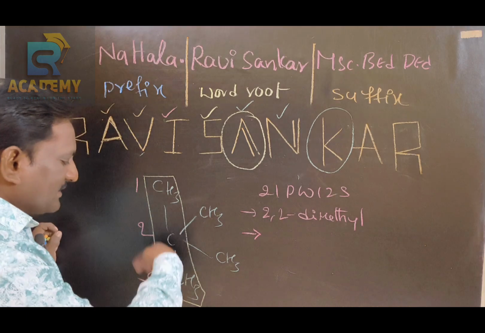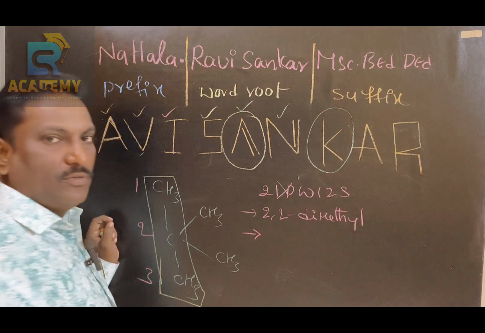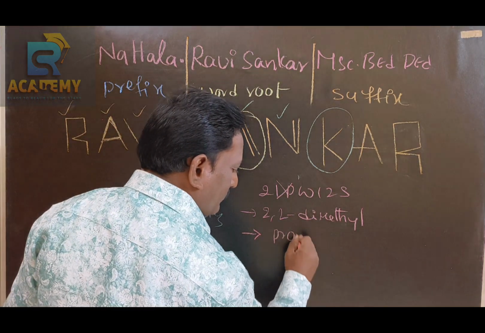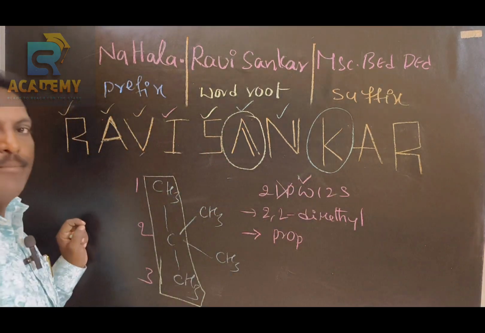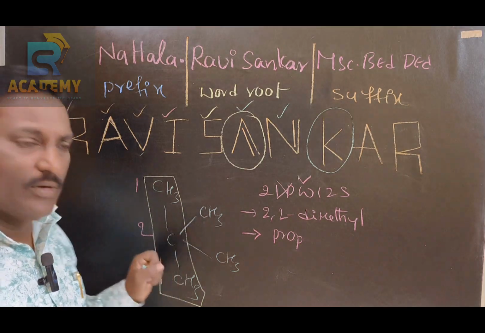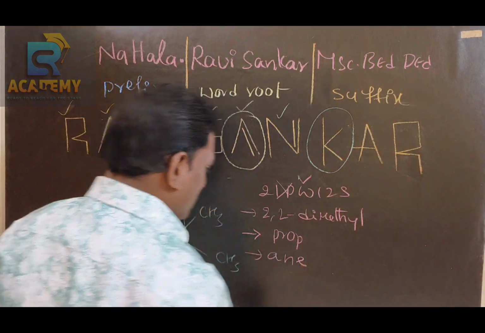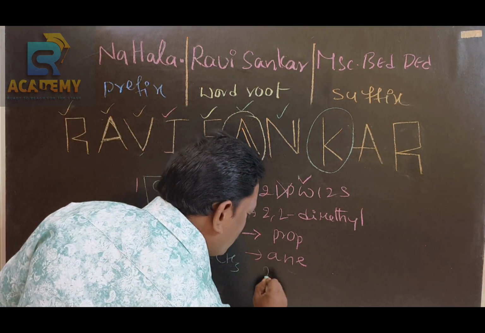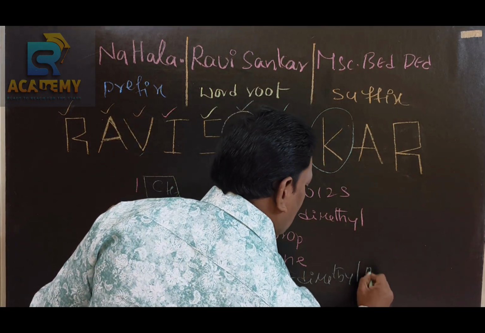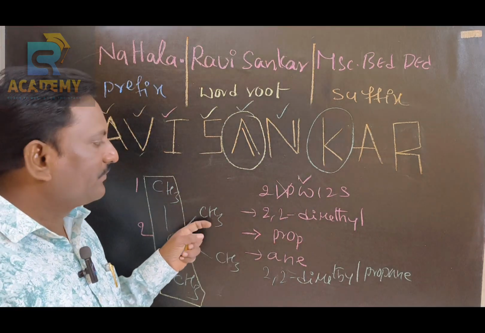Primary prefix. Not a cyclic compound, it's an open chain compound, so no need to take primary. Word root: number of carbon atoms in the parent chain is 3, so pro. Primary suffix: nature of bonds between carbon and carbon, only single bonds, so ane. So write 2, 2 dimethyl propane.